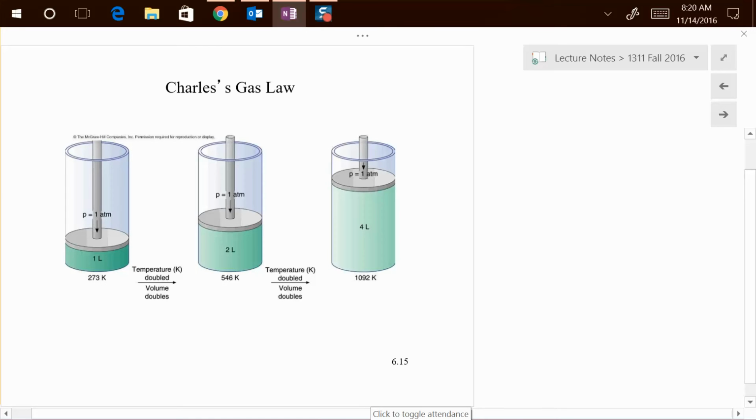Charles' Law. Charles wanted to understand how the volume of a gas is affected by the temperature of a gas. So volume and temperature.